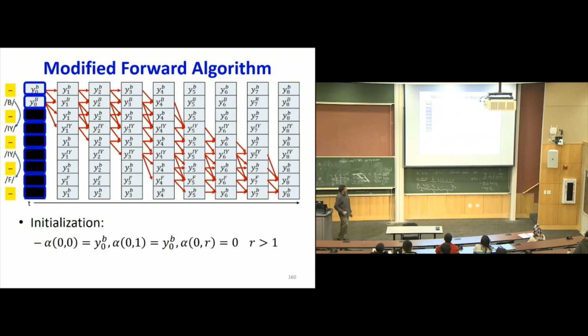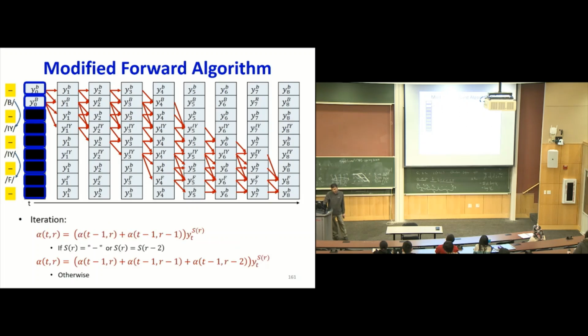I can do a modified forward algorithm. The forward algorithm is now going to use the new graph. Okay. And the forward algorithm is basically going to use the new graph like so. Observe that when I'm computing the forward, I have to check if the current symbol is a blank or if the current symbol is the same as the previous symbol. If that is the case, then I have only two parents, right?